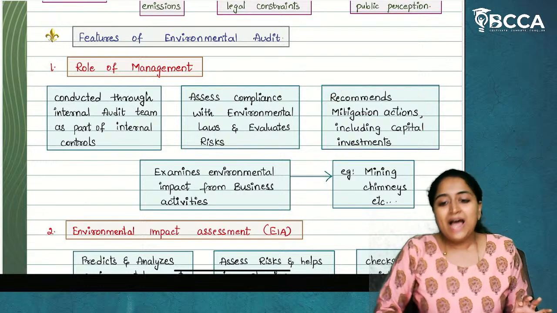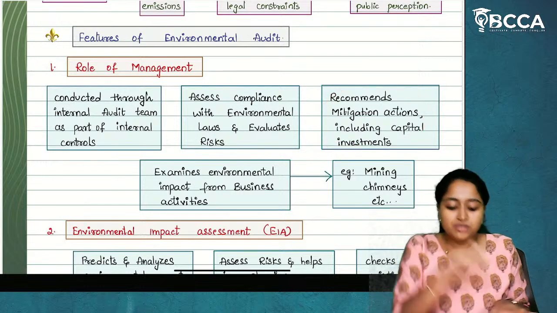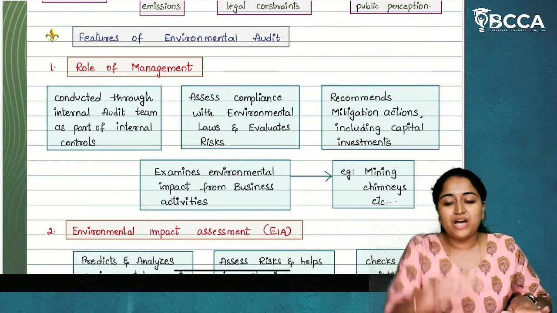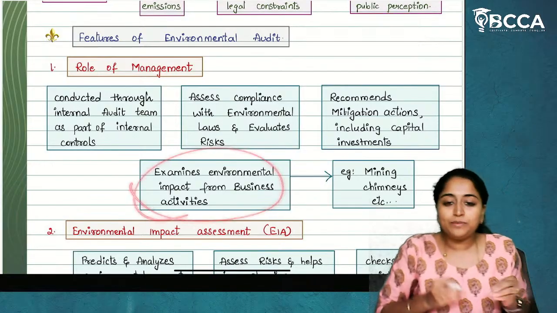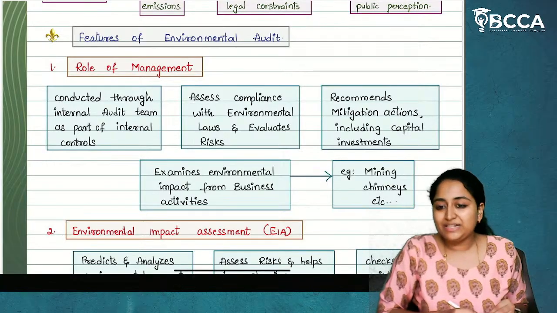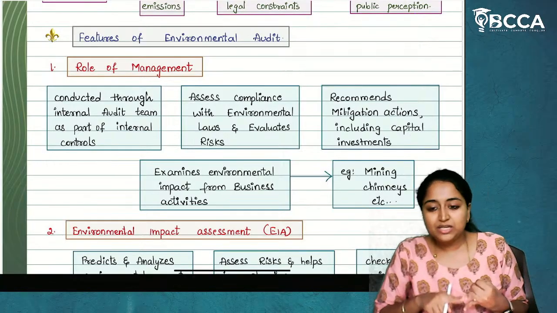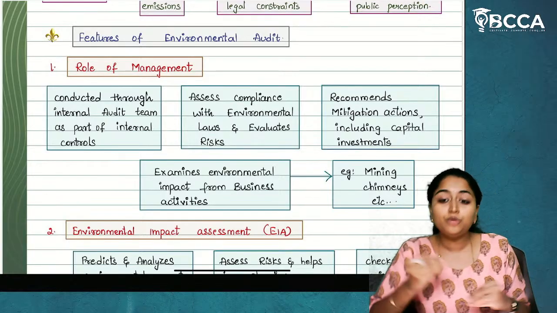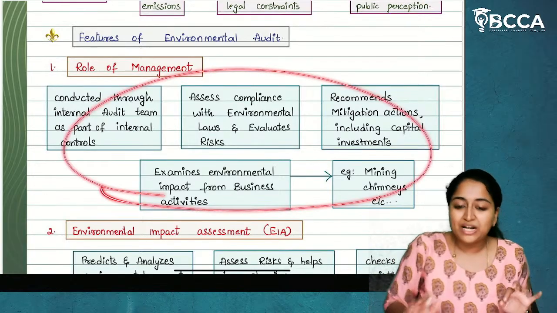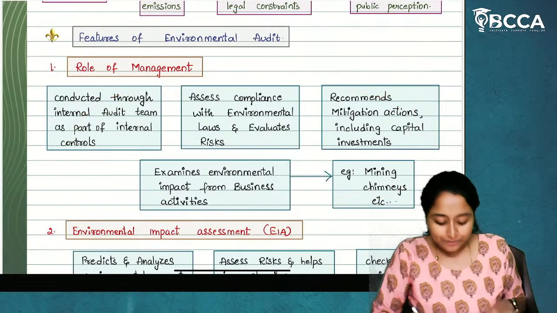Recommends mitigation actions. So if there are emissions, how to reduce that? If there is pollution, how to reduce that? What kind of steps can be taken? Examine environmental impact from business activities like mining, chimneys. So if these activities are there, what kind of pollution is happening? How to mitigate that? Regarding that, the assessment has to be done by the management.